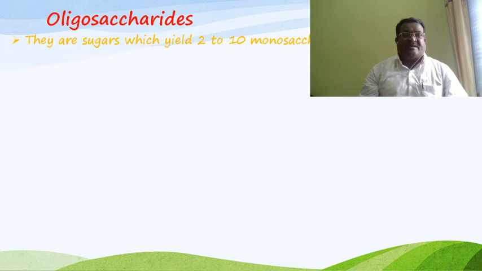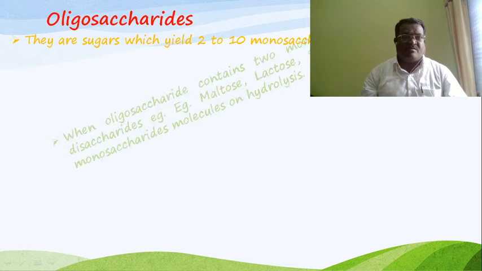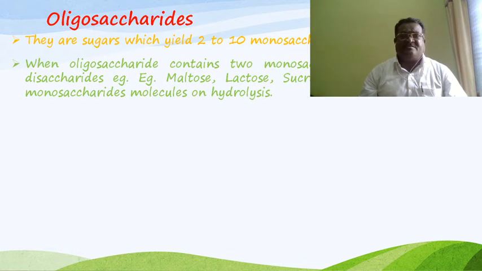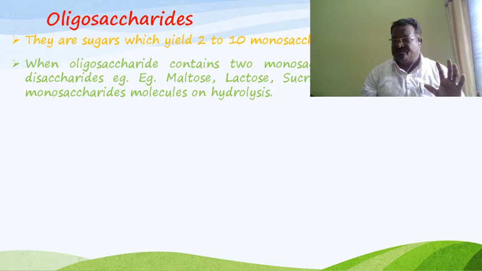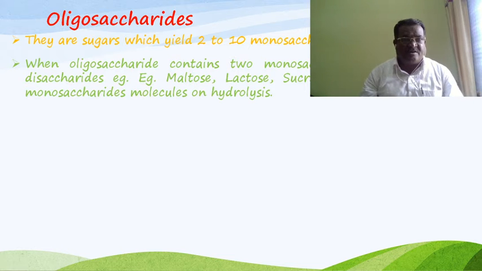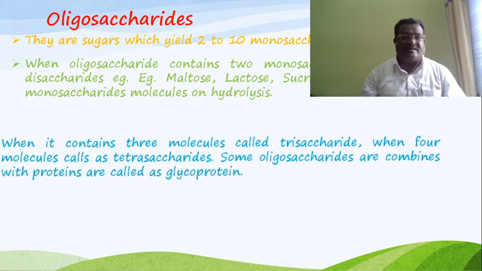Next one, the oligosaccharides. They are the sugars which yield 2 to 10 monosaccharide molecules on hydrolysis. When oligosaccharides contain 2 monosaccharide units, it is called a disaccharide. For example, maltose, lactose, sucrose, etc. It releases 2 monosaccharide molecules on hydrolysis. Means a minimum of 2 to 10 molecules of monosaccharides are released after hydrolysis. It is nothing but called oligosaccharides.